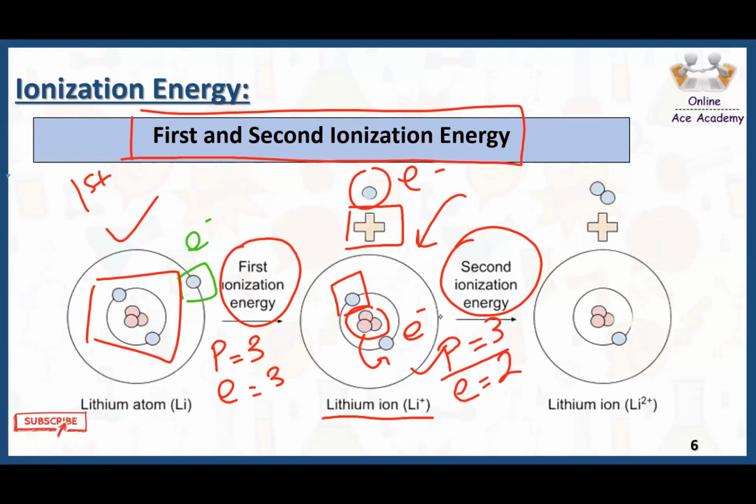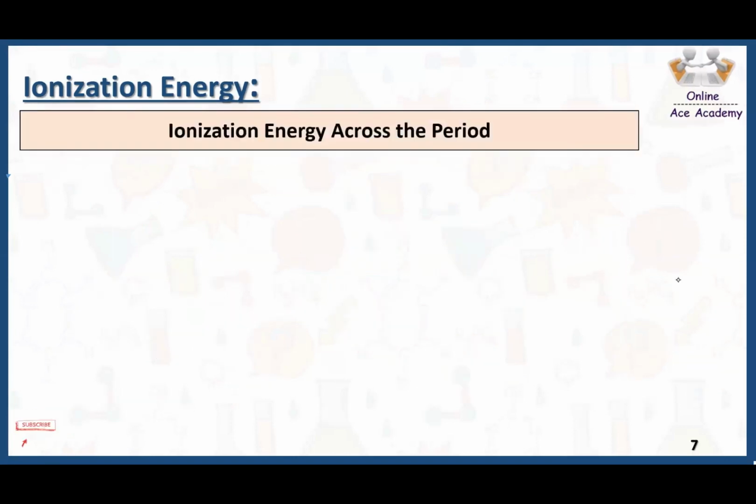Now you can see here in this one that the number of protons is 3 and the number of electrons is only 1. So of course this time the ionization energy will be greater than the second ionization energy. So this is why the third ionization energy is greater than the second ionization energy, and the second ionization energy is greater than the first ionization energy. Now let's talk about trends of ionization energy in the periodic table.